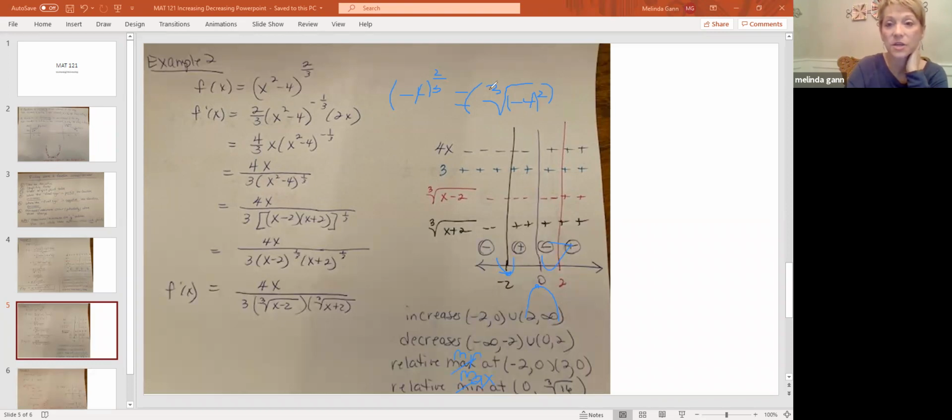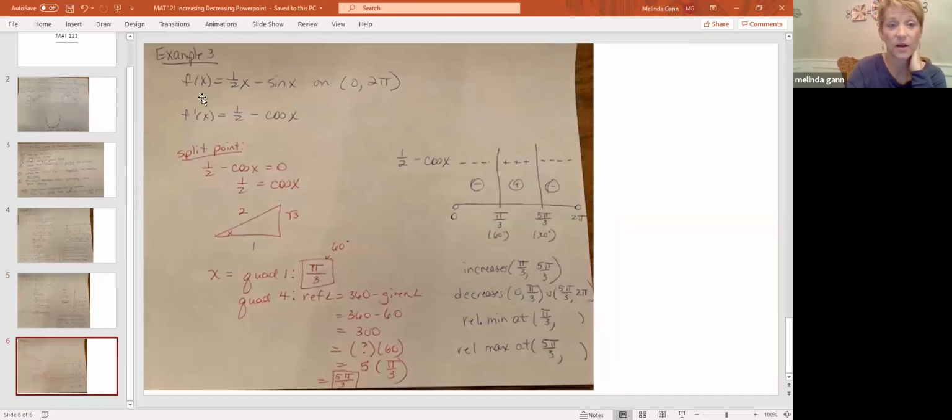Okay. Let's go work a trig one because we all tend to panic when we see trig. Now trig's a little different. Sometimes with trig, you don't get a bunch of factors. So look at this one. Here's my original, 1/2 x minus sine x. And it tells you just to go from 0 to 2 pi so that you don't just keep going and going and going. All right, so I'm going to start at 0 and end at 360 degrees.